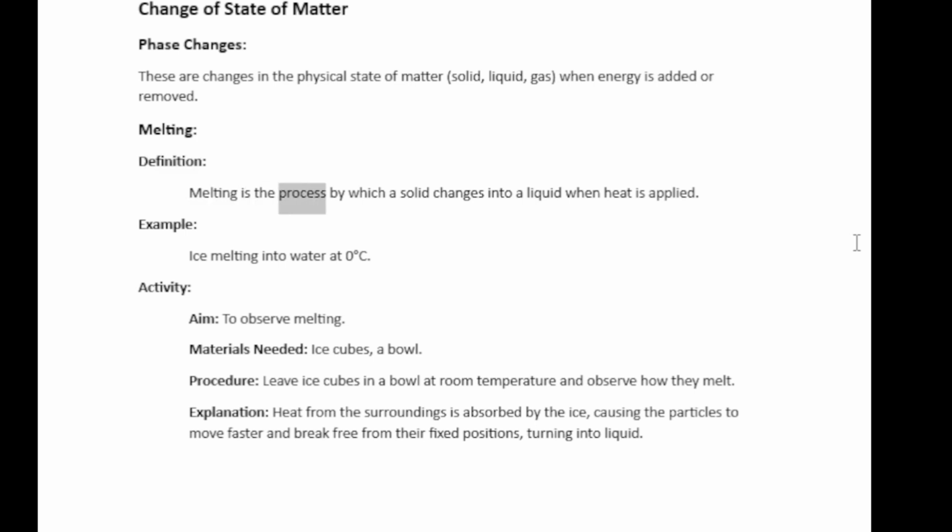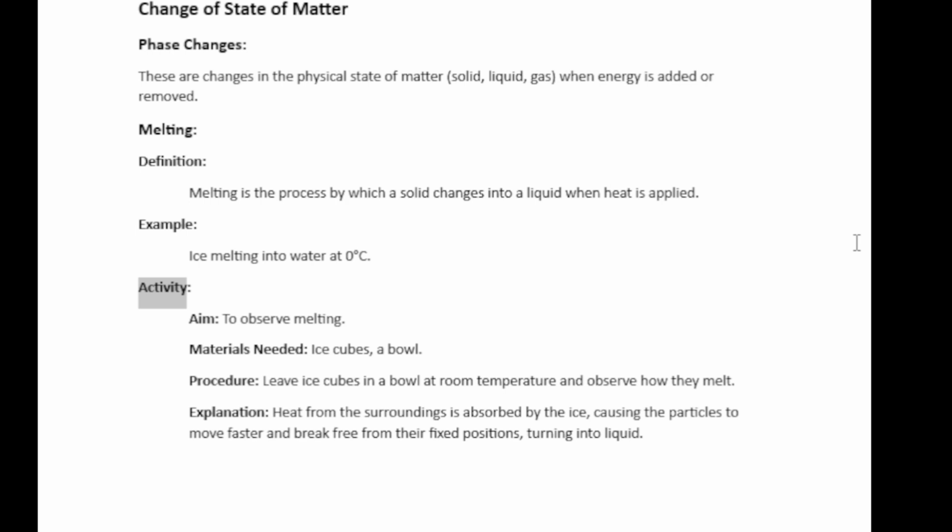Melting is the process by which a solid changes into a liquid when heat is applied. Example: ice melting into water at 0 degrees C.